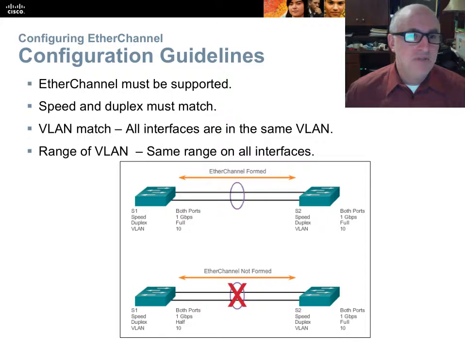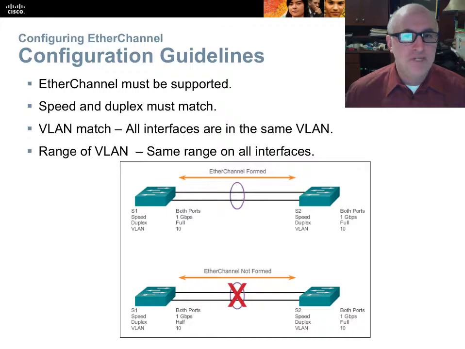First, you have to have a switch that supports EtherChannel. Not all switches do. Your speed and duplex must match, so you can't have full duplex and half duplex ports. Most ports are full duplex, so that's not a concern, but the speed does have to match. The VLANs have to match.